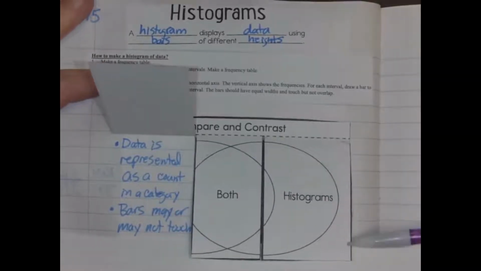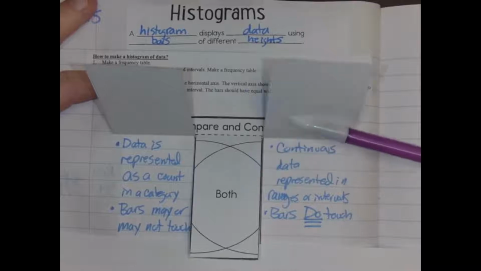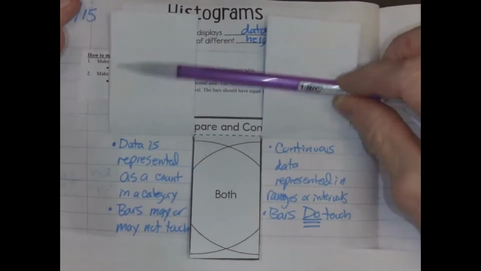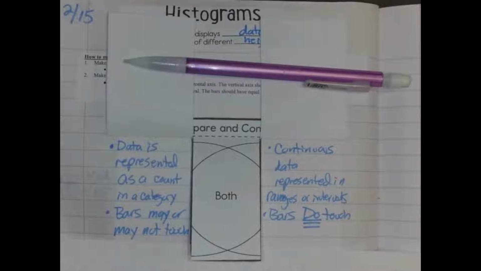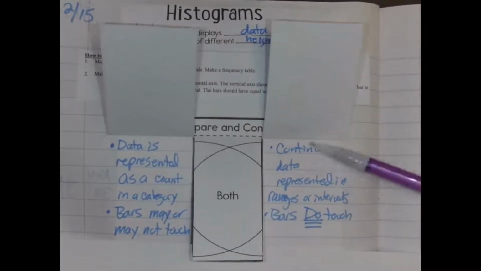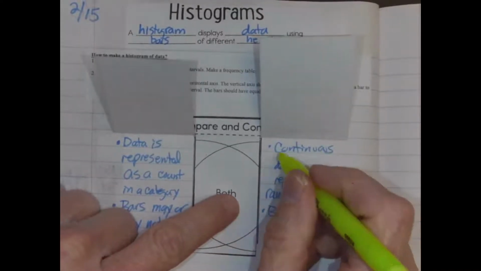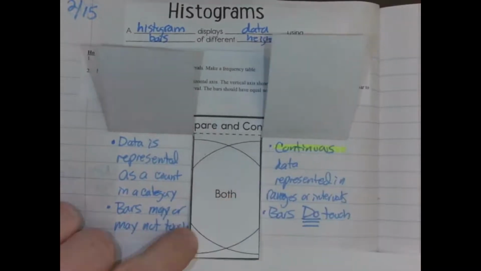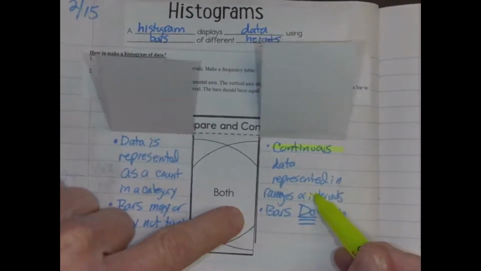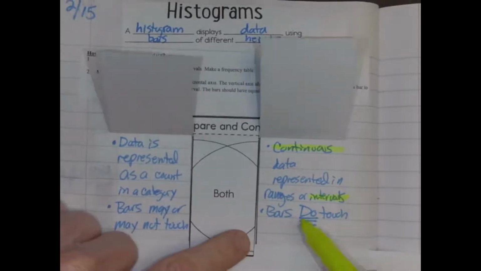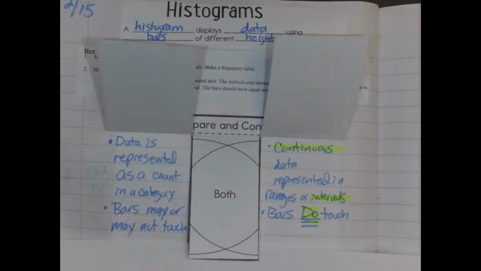Now a histogram. What a histogram, and we'll make our own in just a second, a histogram is continuous data represented in ranges or intervals, and the bars do touch. So I'm going to show you what I mean by the continuous data represented in ranges or intervals when we're making our own. So let's highlight that right now. We got continuous data. That's important. So let's highlight continuous data in ranges or intervals. And the bars do touch right there.